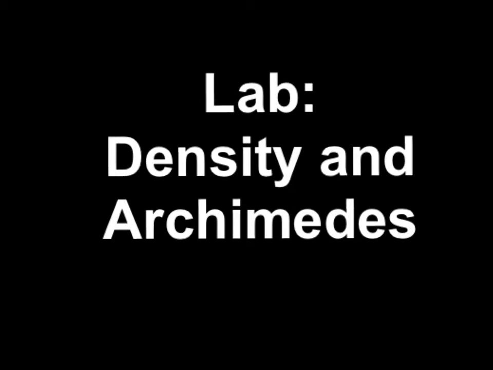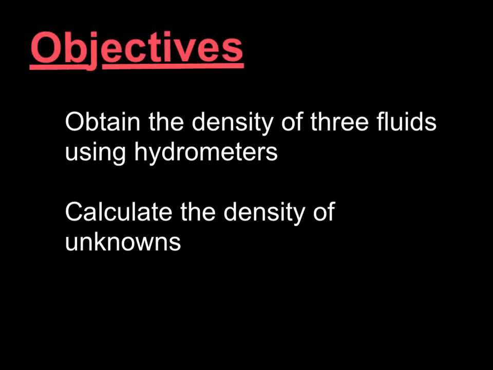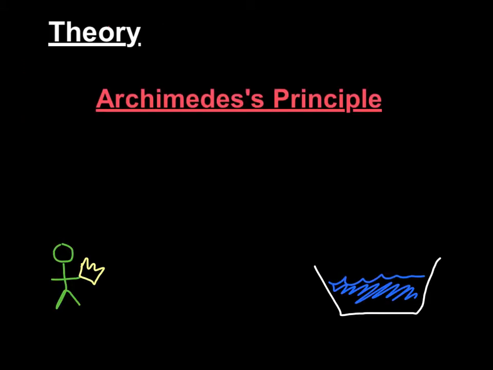This lab deals with density and Archimedes, well, more specifically Archimedes' Principle. Your objectives in this lab are to obtain the density of 3 fluids using hydrometers, and then you're going to calculate the density of unknowns. And the way that you are going to do this is by using Archimedes' Principle.